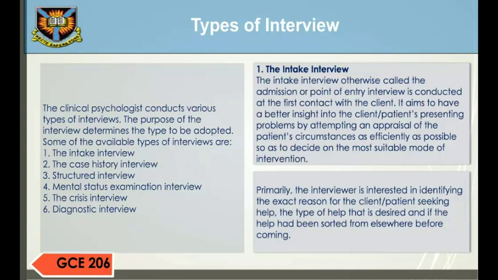1. The intake interview. The intake interview, otherwise called the admission or point of entry interview, is conducted at the first contact with the client. It aims to have a better insight into the client's presenting problems by attempting an appraisal of the patient's circumstances as efficiently as possible, so as to decide on the most suitable mode of intervention. Primarily, the interviewer is interested in identifying the exact reason for the client-patient seeking help, the type of help that is desired, and if the help had been sought from somewhere else before coming.